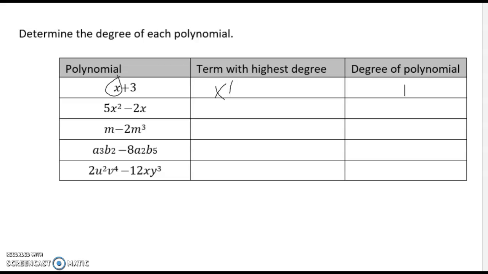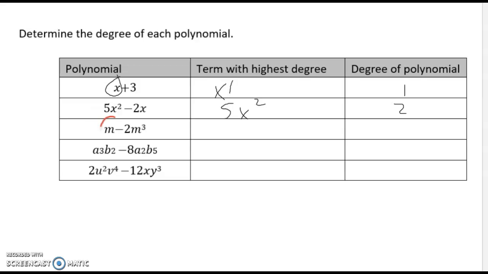This next one, we are writing the highest, right? Highest degree. So this one has an x squared, and this one has just an x, which means it just has an exponent of 1. So the highest one would be 5x squared. And the degree of this polynomial would be 2.